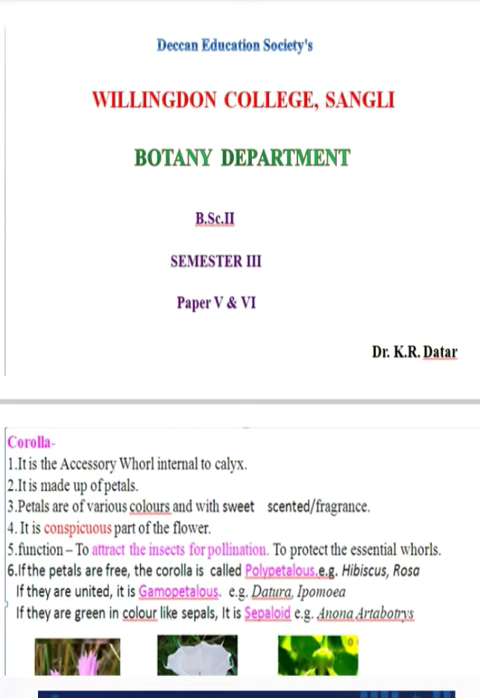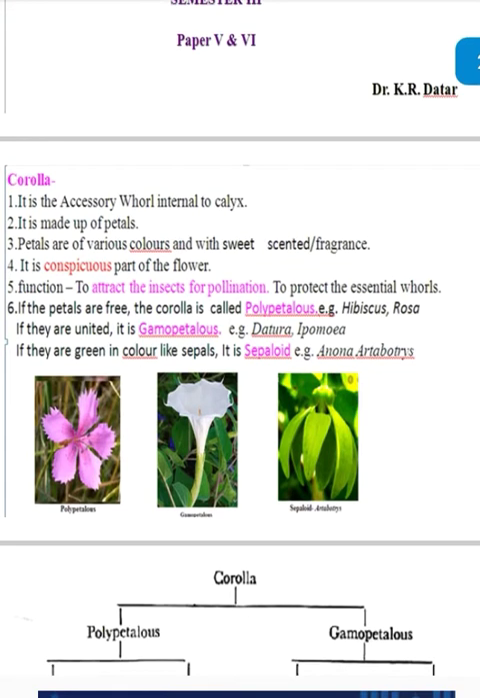Welcome. Now we start with the next part of the flower, that is the corolla. Corolla is the accessory whorl which is internal to the calyx. It is made up of petals. Petals are of various colors and sweet scented, or with sweet fragrance, and it is a conspicuous part of the flower. The main function of the corolla is to attract the insects for pollination as well as to protect the essential whorls.